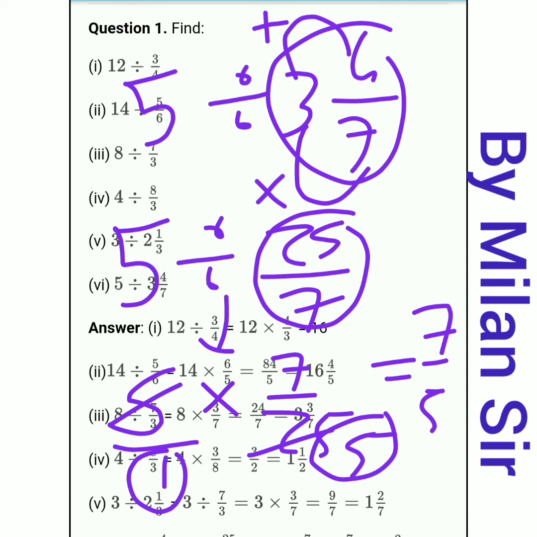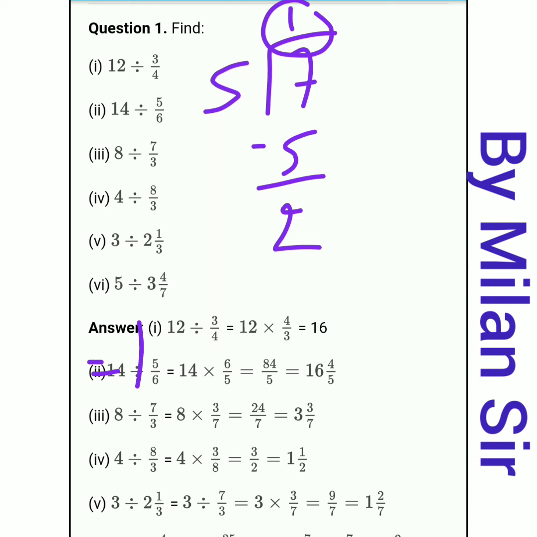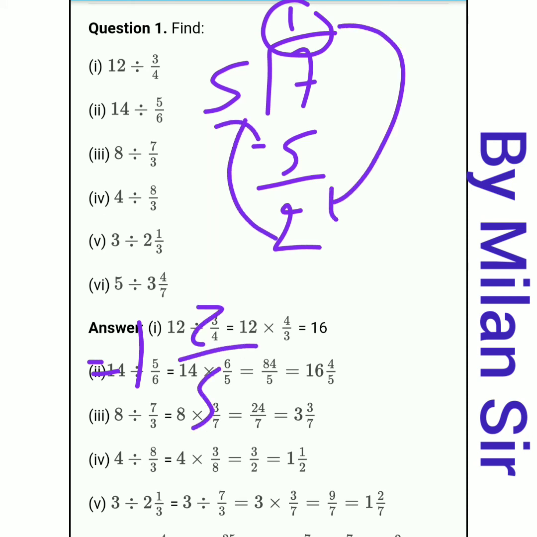So 7 by 5 is an improper fraction, so we can convert it into a mixed fraction. 5 1s are 5, remainder 2. So just start with the answer 1 integer, remainder 2 by 5. So 1 integer 2 by 5. Okay, this is our answer, 1 integer 2 by 5.